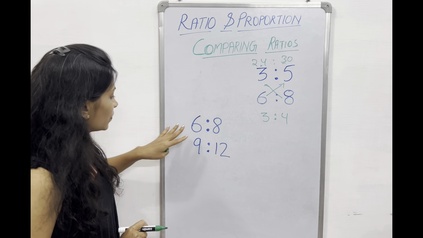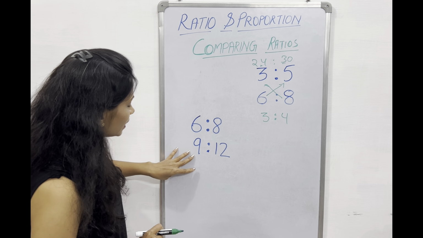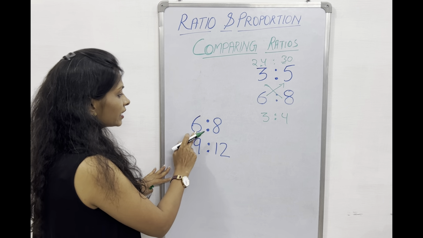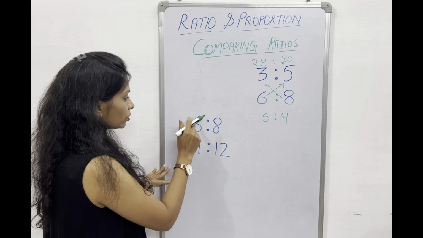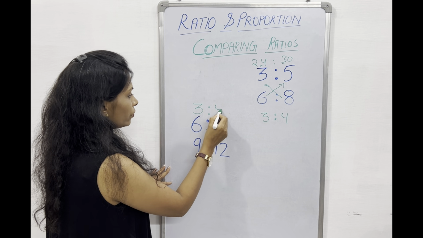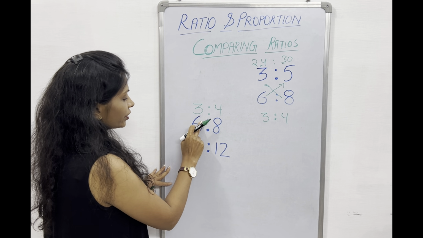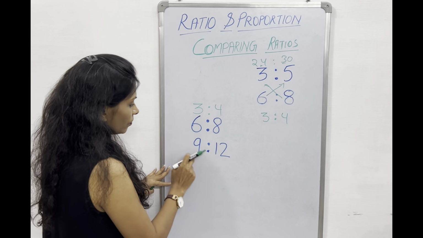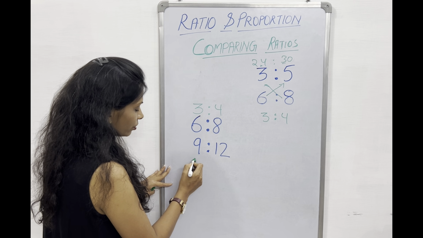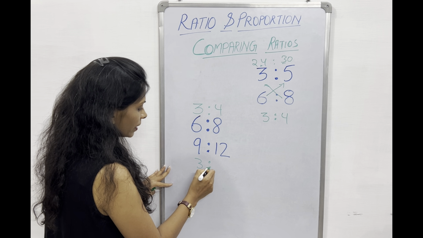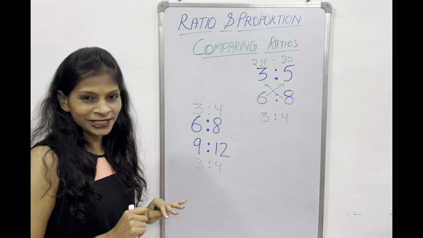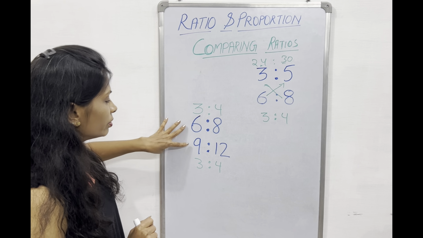Example number 2. I can simplify the first ratio and the second ratio because here I have composite numbers and there are common factors. 6 is to 8. I can divide 6 by 2. 6 divided by 2 gives me 3 and 8 divided by 2 gives me 4. So the equivalent ratio of 6 is to 8 is 3 is to 4. And the equivalent ratio of 9 is to 12: I can divide 9 by 3, which will give me a 3, and 12 by 3, which will give me a 4. And 3 is to 4 and 3 is to 4 are equal. Therefore, these both are equivalent ratios.